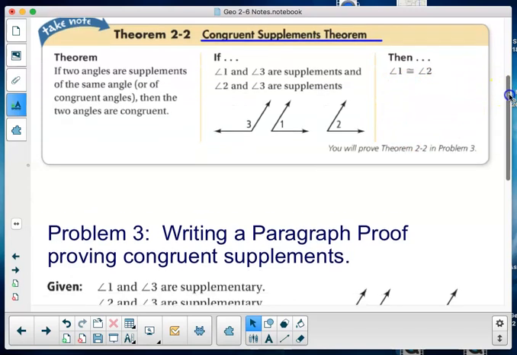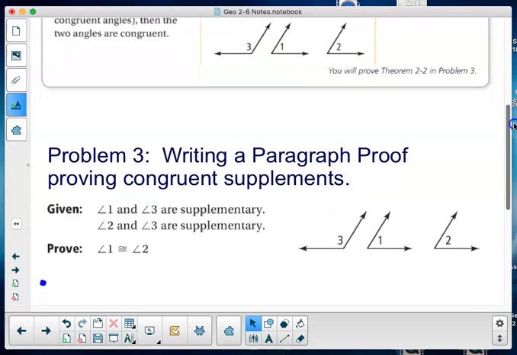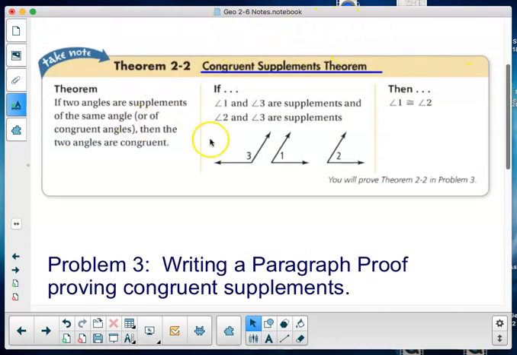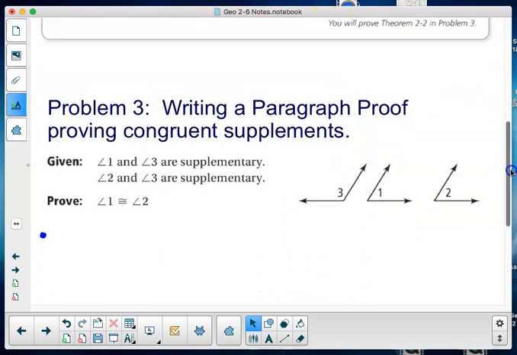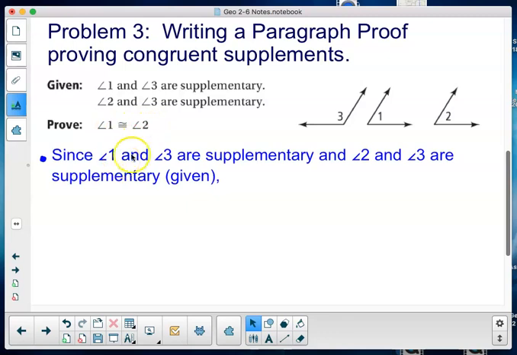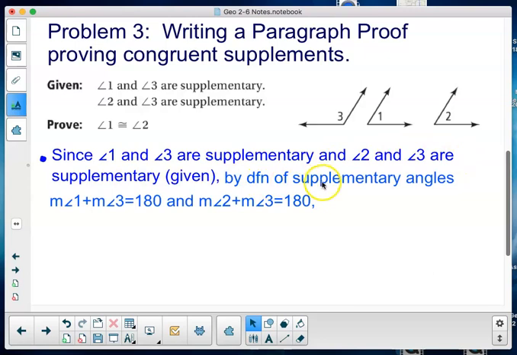Now, if we are going to write a proof proving congruent supplements, keep in mind, I'm proving congruent supplements, so in this proof, I have to pretend this doesn't exist. I'm looking at given: 1 and 3 are supplementary, 2 and 3 are supplementary. So prove angle 1 is congruent to angle 2. The first thing I'm going to do is write down my given, and I'm doing this in the paragraph proof format. Since angle 1 and angle 3 are supplementary, and angle 2 and angle 3 are supplementary, that's given. I know by definition of supplementary angles that the measure of angle 1 and the measure of angle 3, because they're supplementary, is 180.